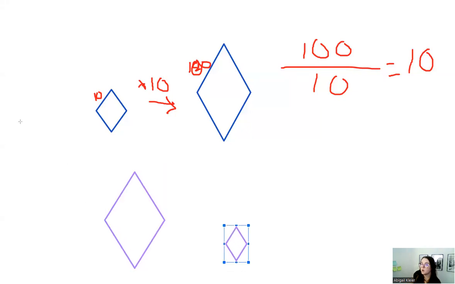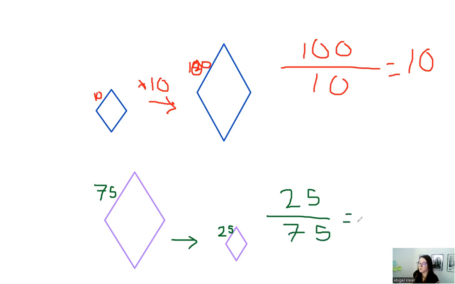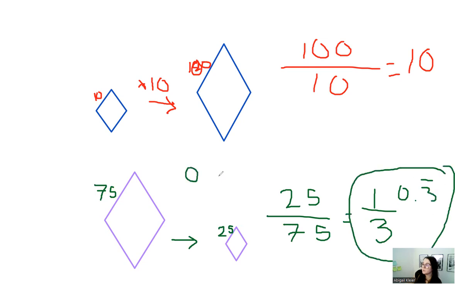large diamond, small diamond. Let's say that my measurements for these were 75 and 25. My first image has a measurement of 75, and my second image has a measurement of 25, so 25 divided by 75. Again, I can either calculate that by dividing it into decimal form, or I can simplify the fraction. That would give me 1/3 or 0.3 repeating. Both of these answers are in between 0 and 1, so that is a reduction.